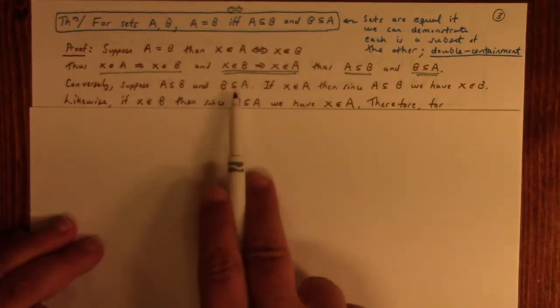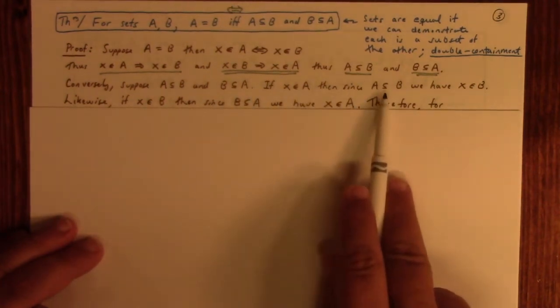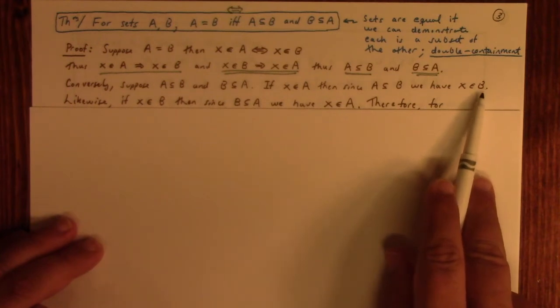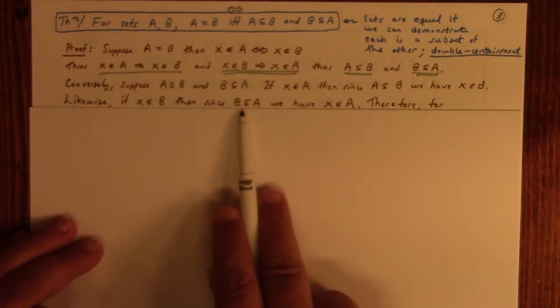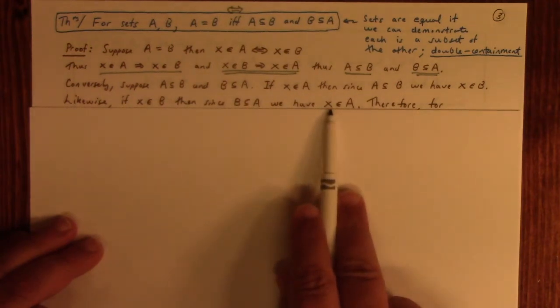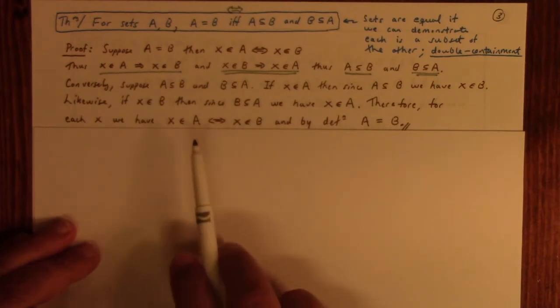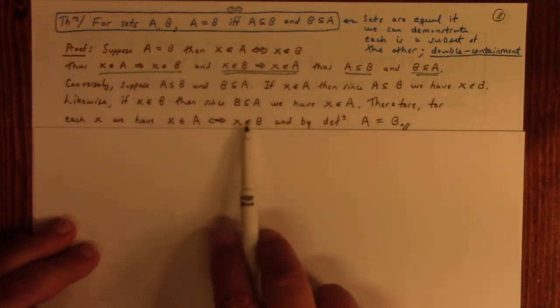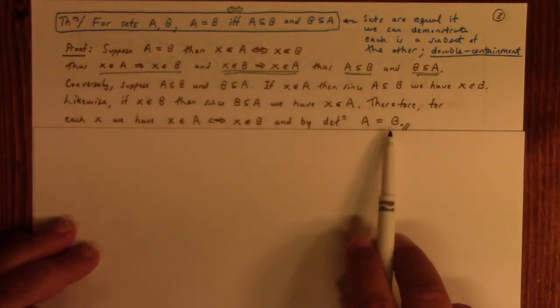A is a subset of B, B is a subset of A, right? So if x is an element of A, then since A is a subset of B, we have x as an element of B. Likewise, if x is an element of B, then since B is a subset of A, we have x as an element of A. Therefore, for each x, we have x as an element of A if and only if x is an element of B, and thus by definition of set equality, A equals B, right?